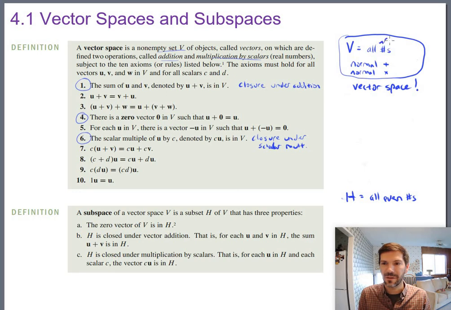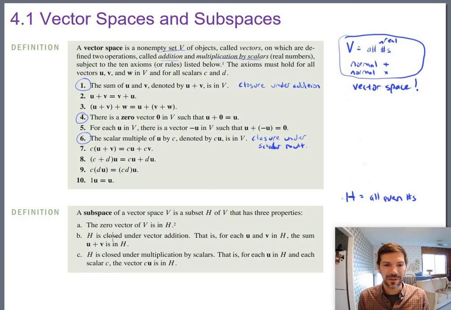So up here we had all real numbers. Here we have just the even numbers. That is a subset of the real numbers, right? The even numbers. And all even numbers, defined with normal addition, normal multiplication, will be a vector space and meet all 10 of these conditions if they just meet these 3. The other 7 are inherited because they came out of V.